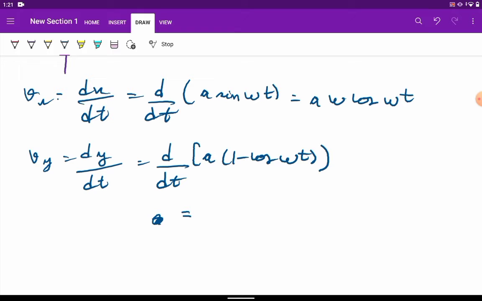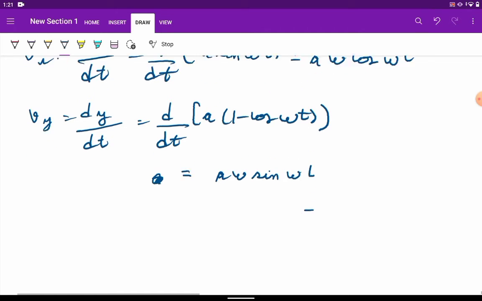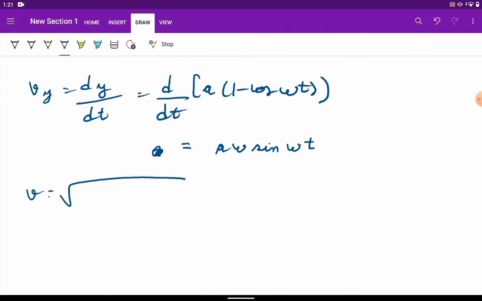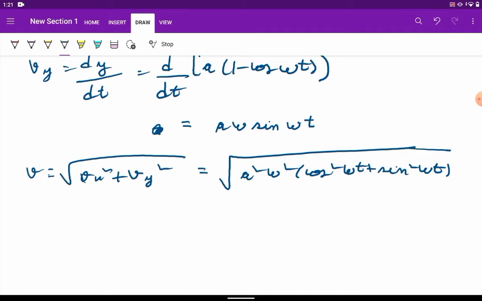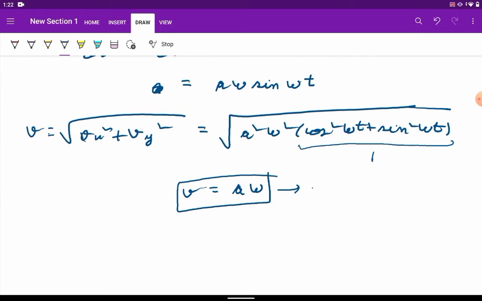There's also already a negative sign, so it becomes again positive, so it becomes a omega sine omega t, right? What is the magnitude of velocity? So it becomes root over vx square plus vy square, right? This is nothing but a square omega square (cos square omega t plus sin square omega t), right? So cos square omega t plus sin square omega t, this in brackets becomes 1, root over a square omega square. a and omega both are positive, so it becomes a omega. So v is equal to a omega, which is a constant.